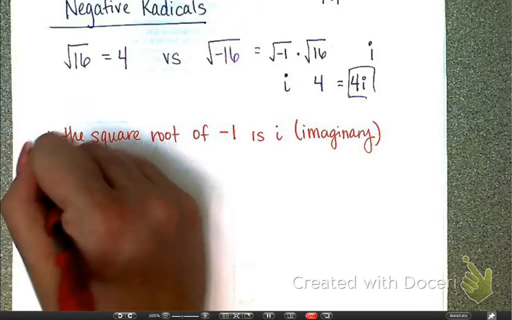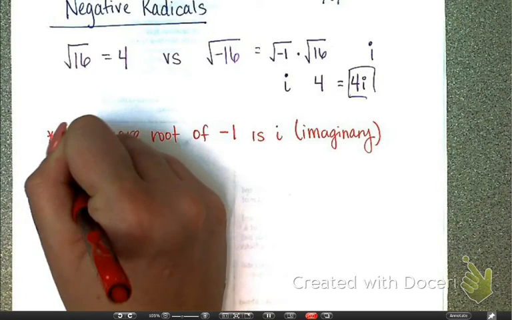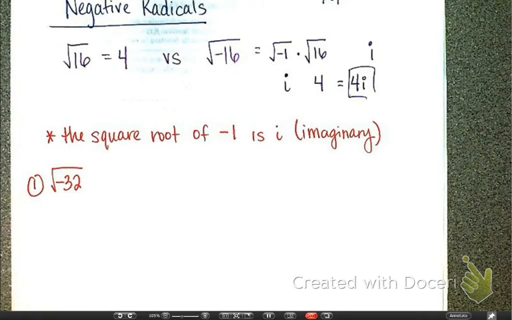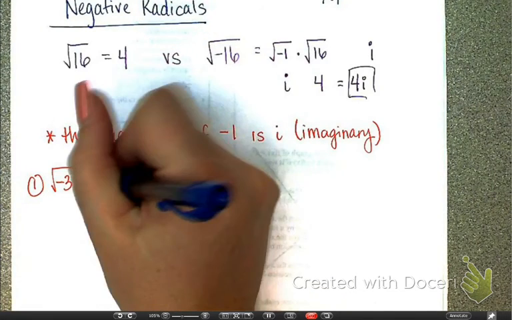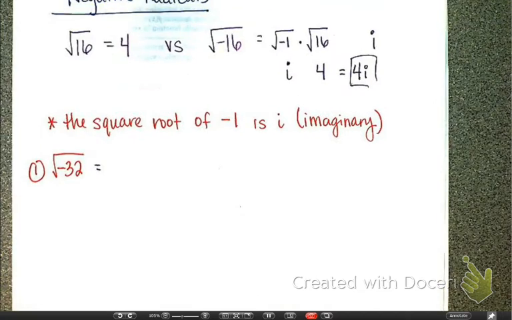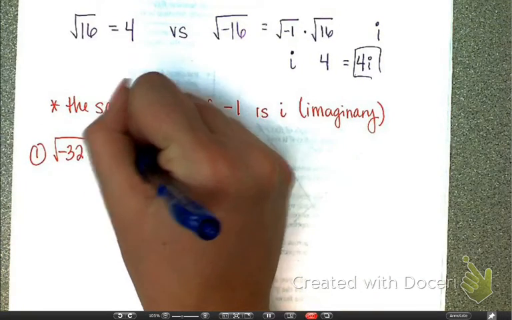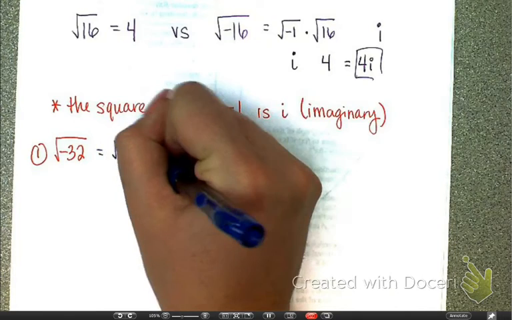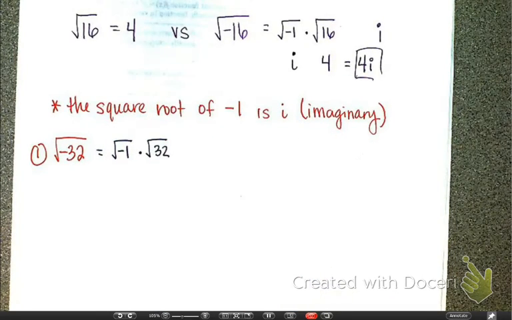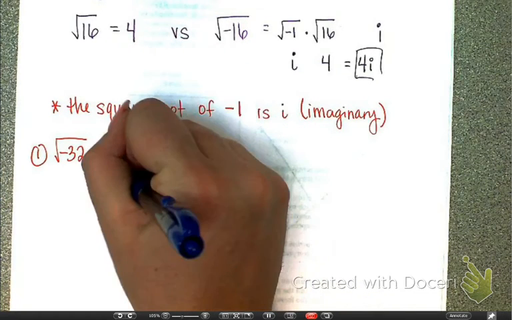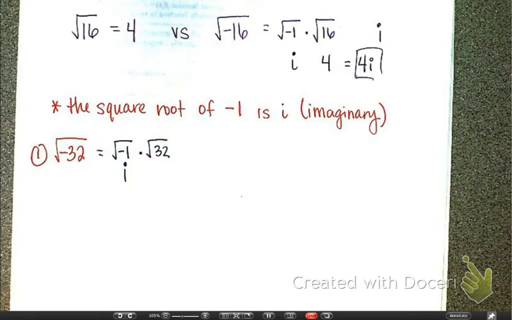Okay. So let's start with the square root of negative 32. So the square root of negative 32 breaks down to the square root of negative 1 times the square root of 32. I'm just separating it so it looks more like what we've been dealing with. What is the square root of negative 1? I. Square root of negative 1 is I.